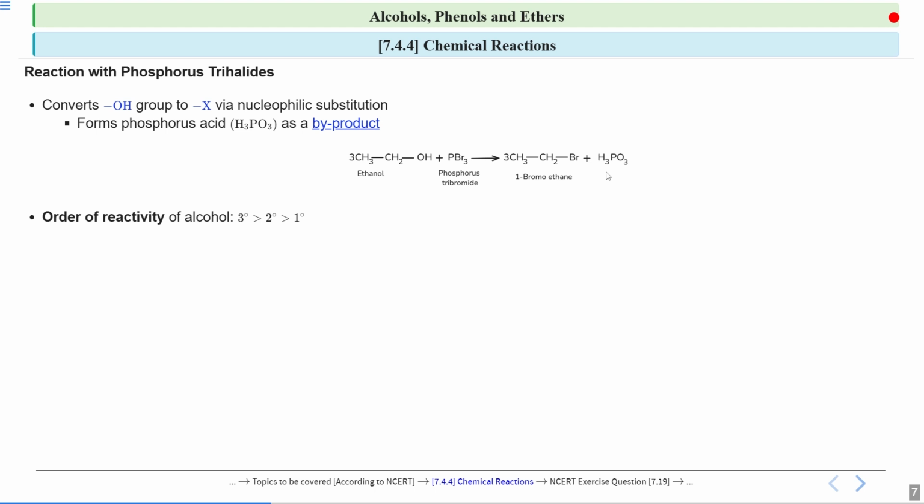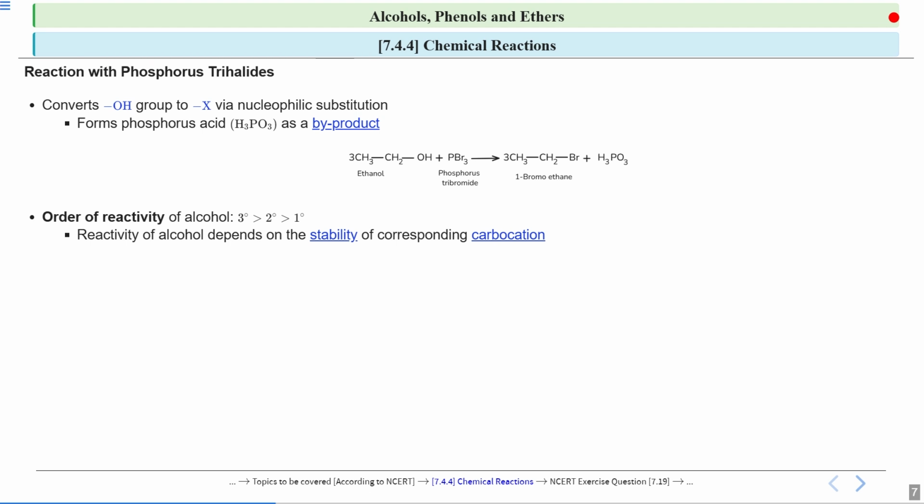If I talk about the reactivity of alcohols, then again it is 3 degree, then 2 degree and 1 degree. So the 3rd degree alcohol is more reactive, because the reactivity of the alcohol depends upon the stability of the carbocation, because when this OH2 leaves, a carbocation will be formed.